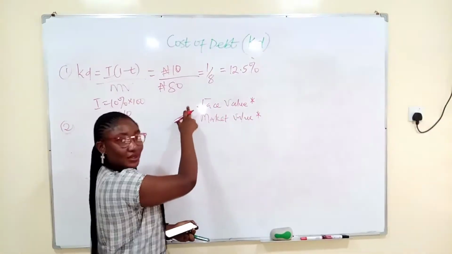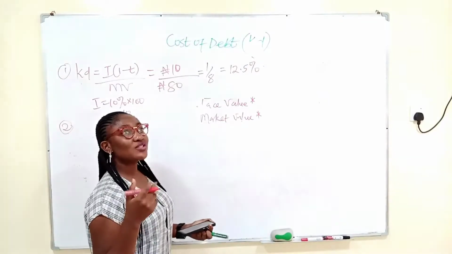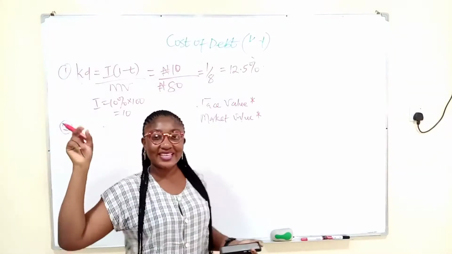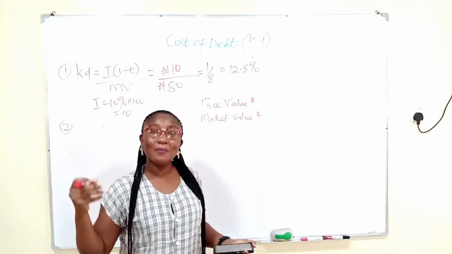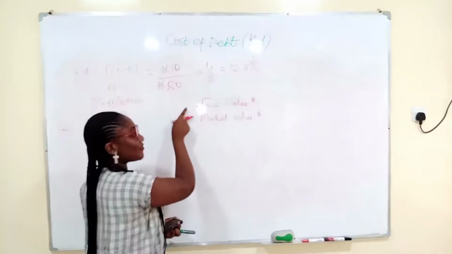Most times, the face value is what they report in the financial statement. Just like you see some assets in the financial statement at 1 million. Maybe they bought it years ago, but now in the market it can't be 1 million if you want to get a new one. So what is the value in the market? It's always different from the face value.